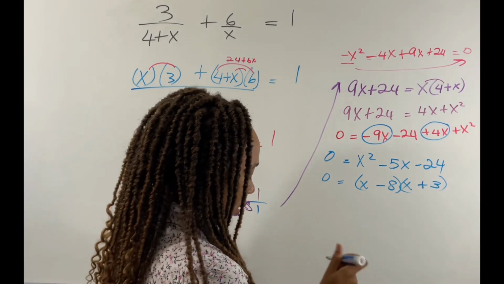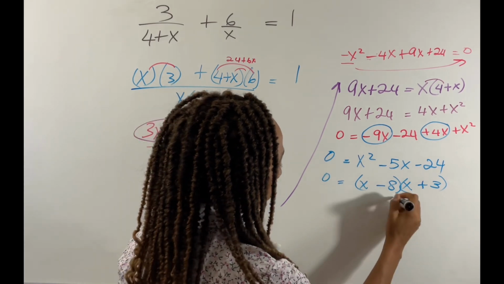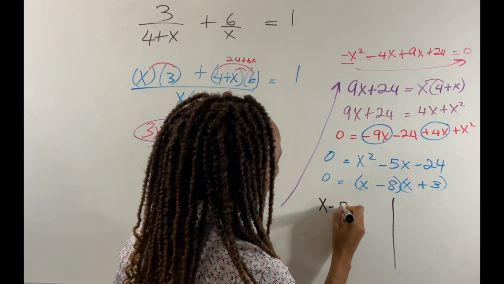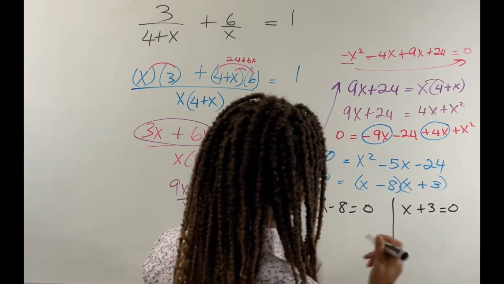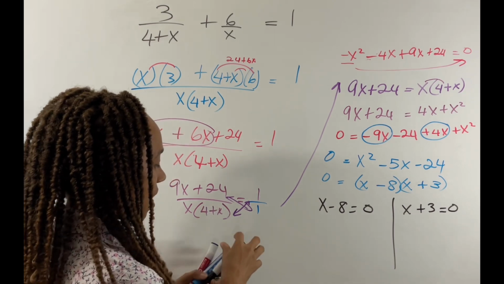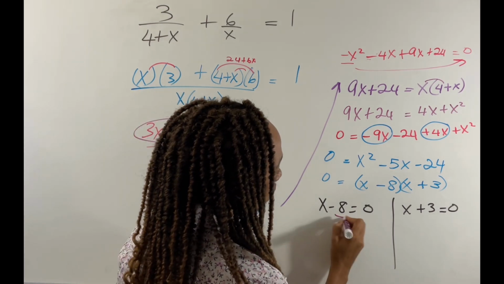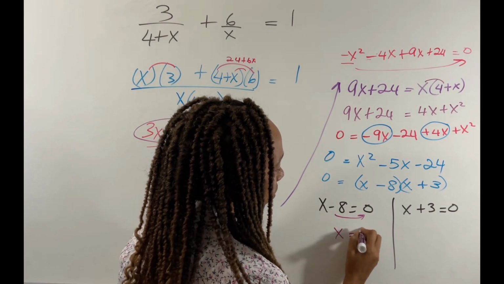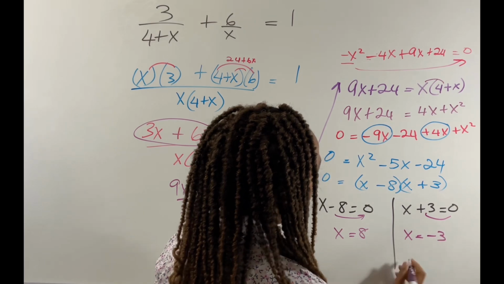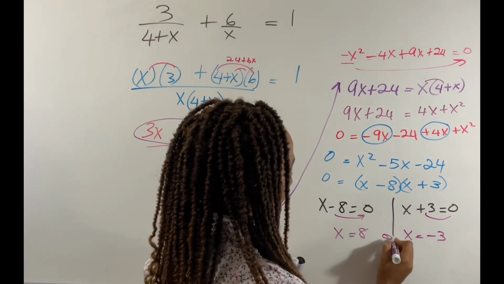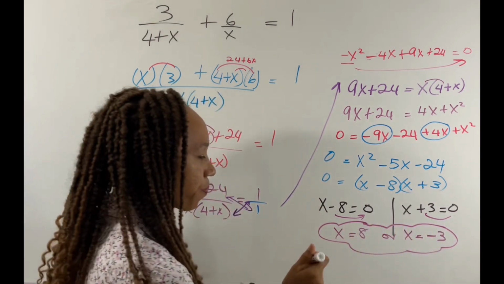Because we have everything set to 0, the next step is to still write them out, set them to 0, and split them. So we have x minus 8 equals 0, and x plus 3 equals 0. Once we have that, our next step is to bring this over to this side. So we have x equals 8 and x equals negative 3. So our answer is x equals 8 or x equals negative 3.